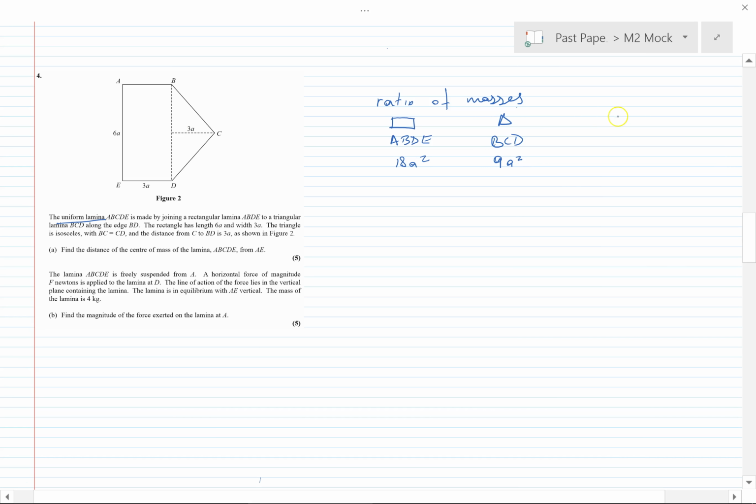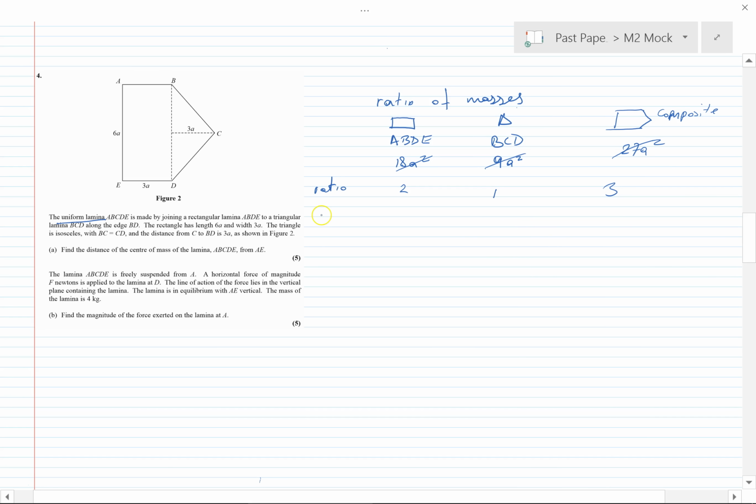And then we've got the composite shape, which is the total of those two, 27a squared. Now, cancelling that down, we can just divide by 9a squared each one. So that comes to 2, 1, and 3. So that's the ratio. I think that's going to be useful for the ratio of masses. That's the ratio of masses.